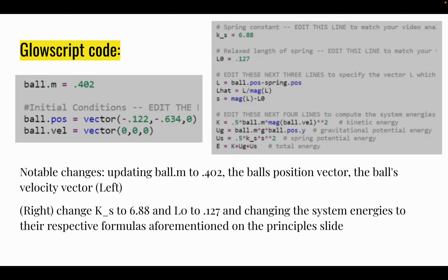The GlowScript code. Notable changes in this first section would be updating the ball mass, the ball position vector, the ball's velocity vector, and in the right picture you can see the change to the spring: its L naught as well, the spring constant, and the length of the relaxed spring represented by L naught, and the changing system energies to their respective formulas that I mentioned on the principles slide. That would be in the bottom section on the right picture.